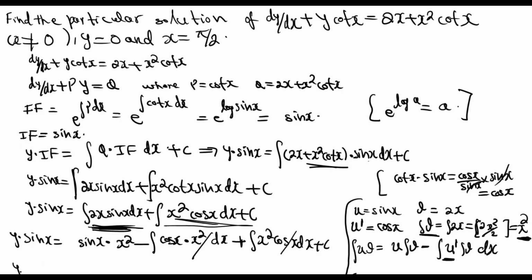So the remaining sum is y into sin x is equal to sin x into x square, or you can write it as x square into sin x, plus c only remaining, because this sum and this sum get cancelled. Take it as equation 1. Now we have the equation y into sin x is equal to x square into sin x plus c. Take it as equation 1.